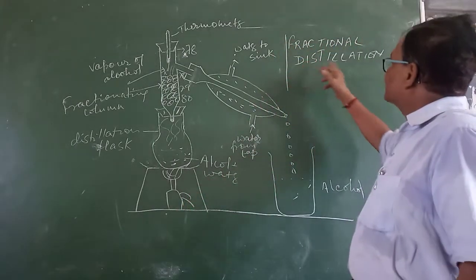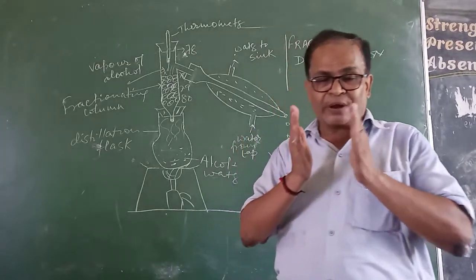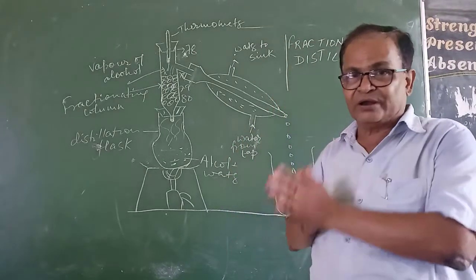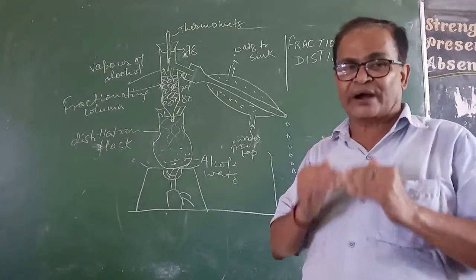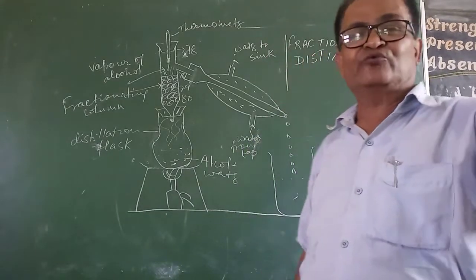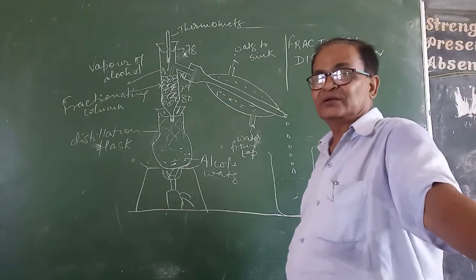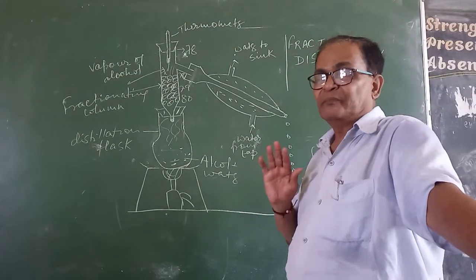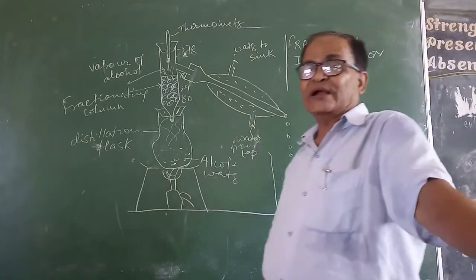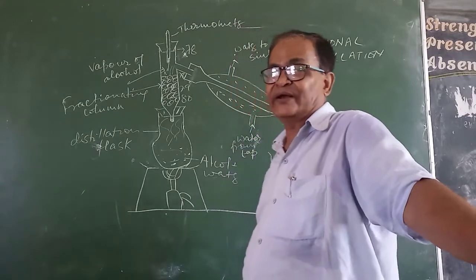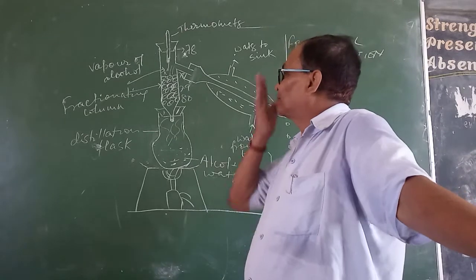The fractional distillation method is used to separate the constituents of miscible liquids by using their boiling points. Here I am going to explain the process to separate alcohol and water from their mixture. We know that the boiling point of alcohol is 78 degrees Celsius and that of water is 100 degrees Celsius.